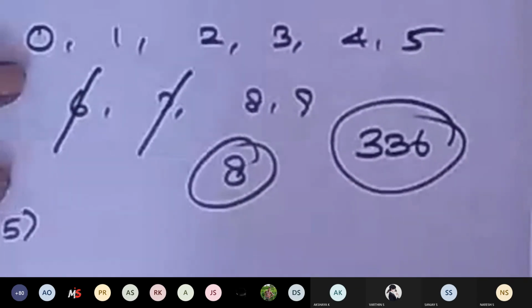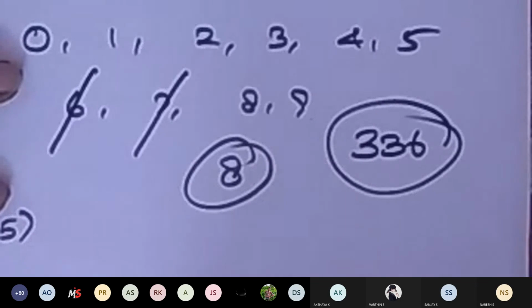Question number 5. A simple question, a known question to you. A coin is tossed 3 times. Outcomes are recorded. How many possible outcomes are there? They are asking.